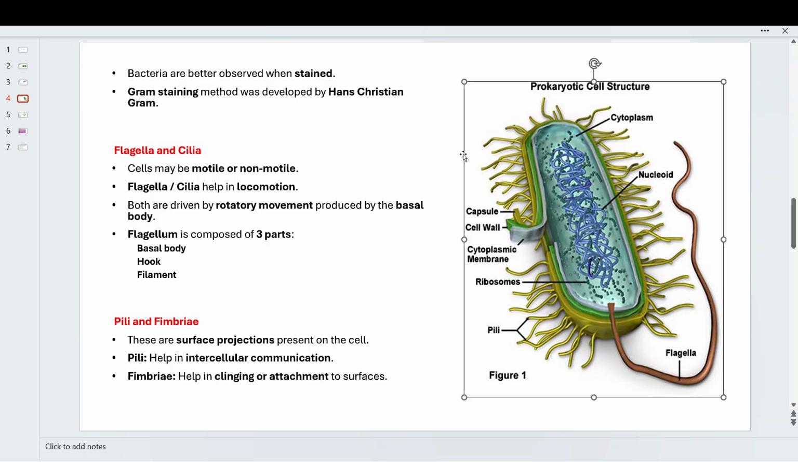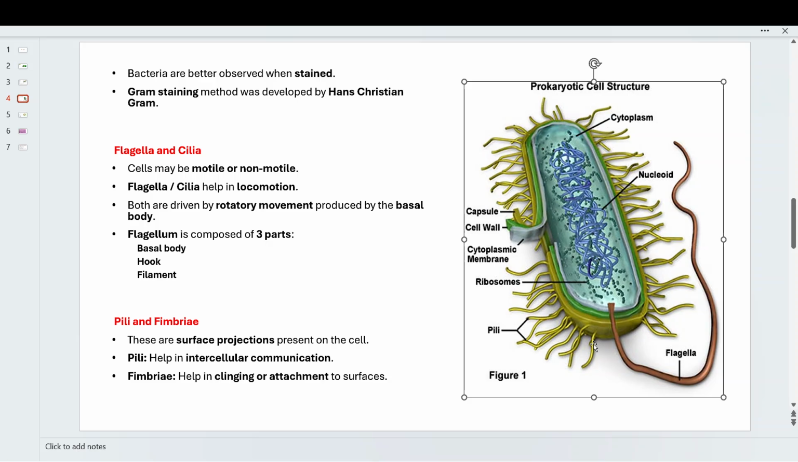This is a flagella. Some bacterial cells may be motile or non-motile. Motile cells possess flagella or cilia, which help in locomotion. The flagella are driven by the rotatory movement produced by the basal body and are composed of three parts: a basal body, hook, and filament.